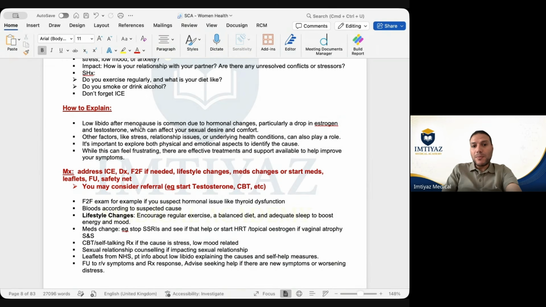It's very important to explore both physical and emotional aspects to identify the cause. And while it can feel frustrating, there are effective ways. Again, the good news is there are effective ways to treat it and support you to feel better and to improve your symptoms and to improve your sexual desire.